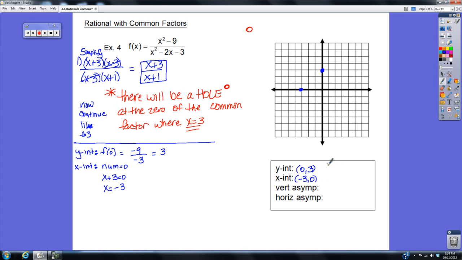Okay, vertical asymptote. The vertical asymptote is the 0 of the denominator. What makes the denominator equal 0? Negative 1. So x equals negative 1. Draw that on your graph.